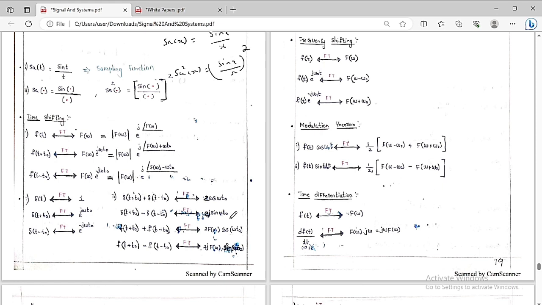So from this, what have you learned? Similarly, if you add these two signals, F of omega is common, and if you add these two things, we are going to get 2 cos omega t naught into F of omega. So 2 F of omega into cos of omega t naught. If you subtract these two signals, F of omega is common, then we are going to get F of omega into 2j sin omega t naught. So 2j sin omega t naught into F of omega.